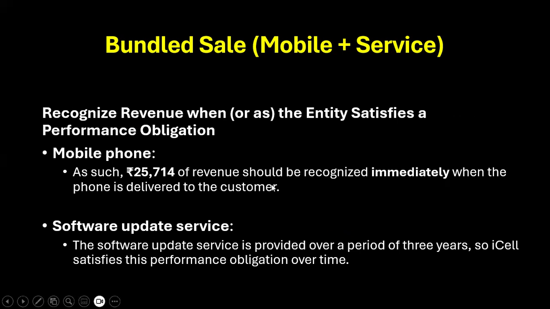So instead of showing entire 30,000 in year 1, 25,714 is shown as the income of the year 1, and the software portion update service will be distributed on an SLM basis over the period of the software updation.